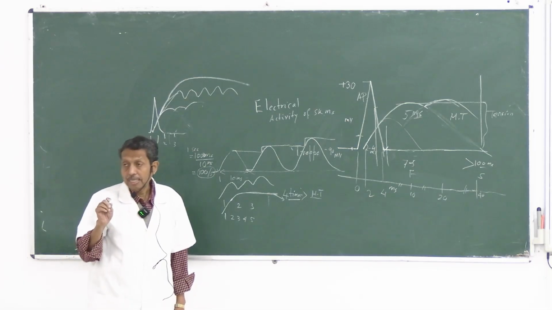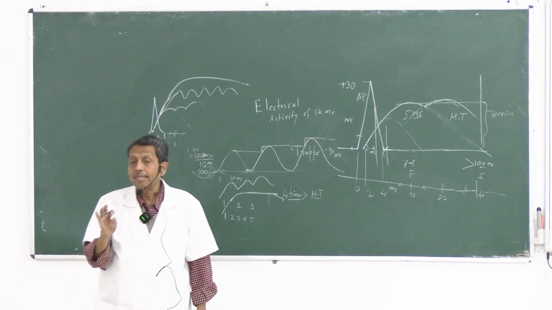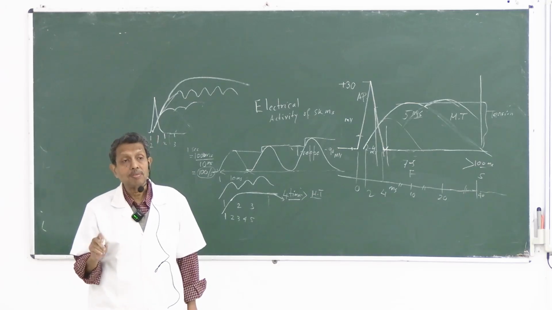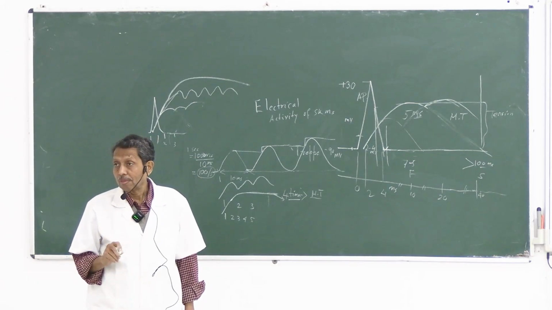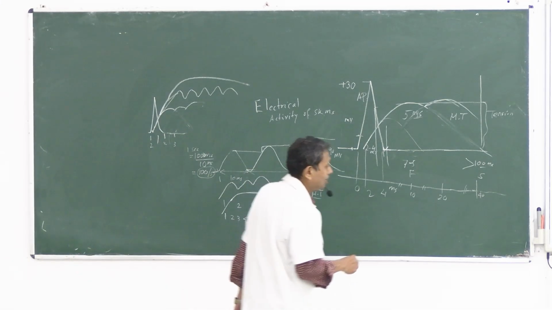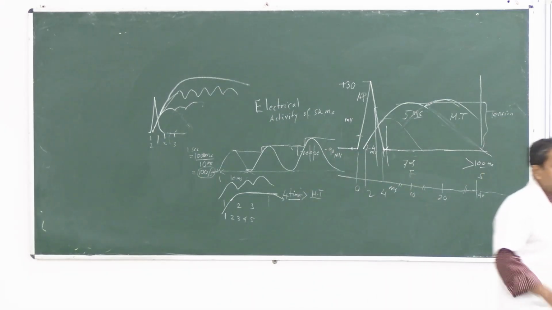And in case of skeletal muscle, there is a typical graph, and that is given in the examination. The length tension graph. And in that case, the isometric tension is measured.